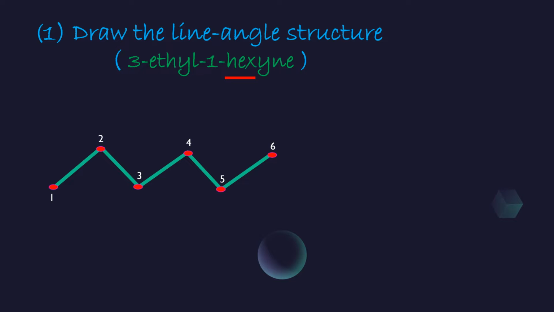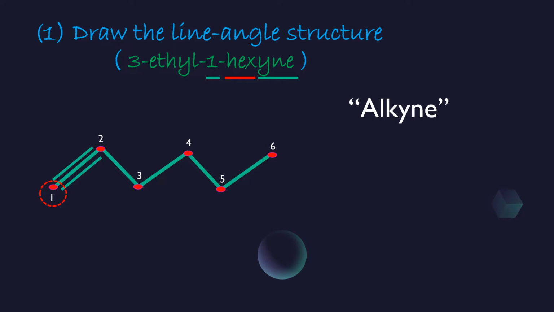Now look at the suffix yne. This means that the molecule is an alkyne, which has a triple bond. The number 1 in front of hexyne indicates that the location of the triple bond is at the first carbon. There we go. Draw 3 lines to indicate that it's a triple bond.